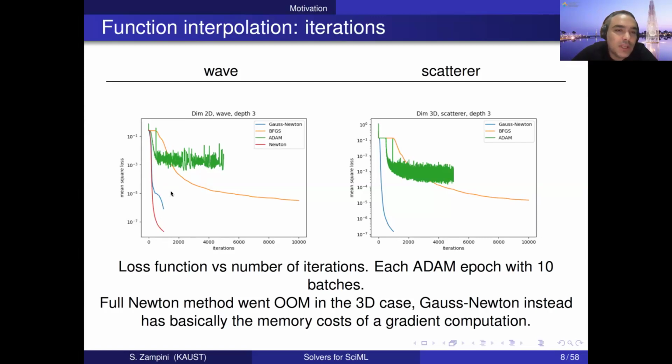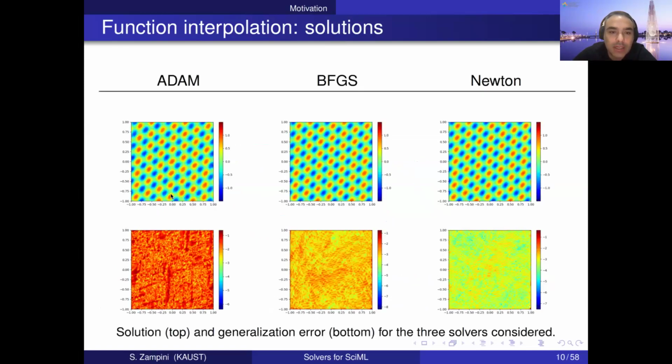So the first thing that one can see is that I have four orders of magnitude in the loss difference. Is this something that also translates into generalization error? And the answer is yes. Here instead you have the learned solution with three different solvers: Adam, BFGS, and Newton. Those are generalization errors, which means that I'm just sampling the neural network at equispaced points and I plot the difference, and you can see that even the order of generalization error is significantly different when using second order methods.